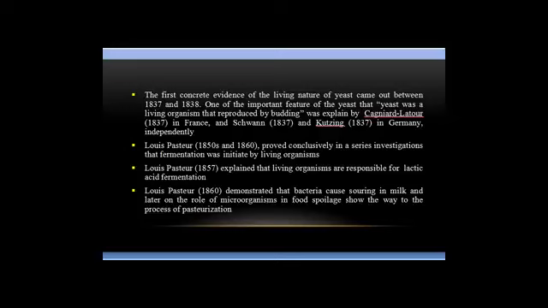Louis Pasteur proved conclusively in a series of investigations that fermentation was initiated by living organisms. Louis Pasteur in the year 1857 explained that living organisms are responsible for lactic acid fermentation. In 1860, he demonstrated that bacteria cause souring in milk, and later on the role of microorganisms in food spoilage showed the way to the process of pasteurization.